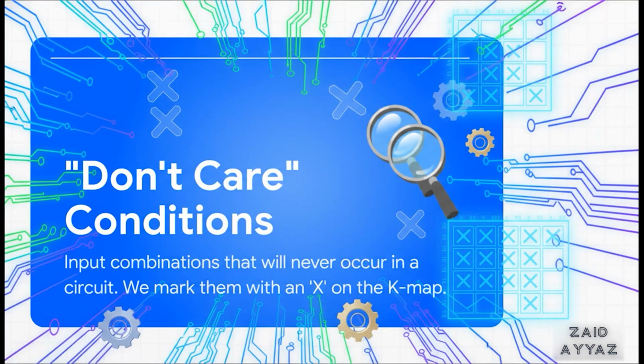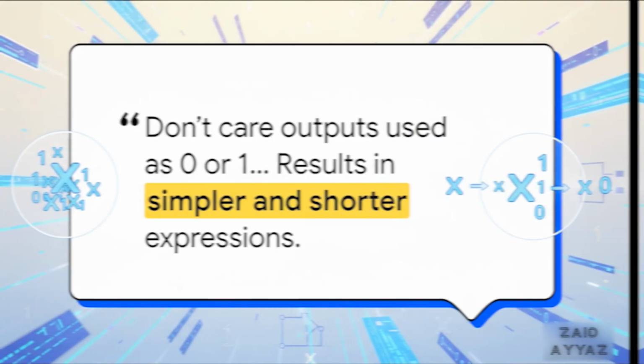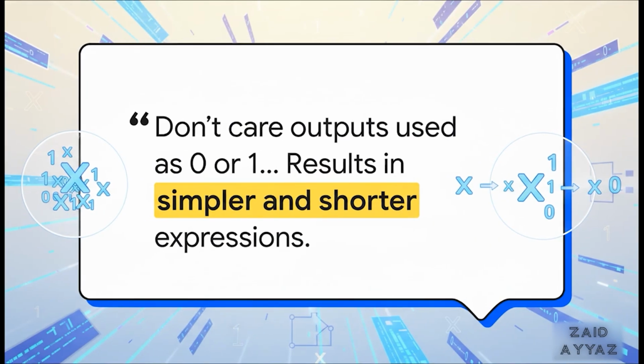But hang on, what about input combinations that are just impossible? Or maybe they're just irrelevant to what the circuit does. We call those don't care conditions. And on our K-map, we mark them with a big X. The X is like a wild card. It has this magic flexibility. You can choose to treat an X as a 1 if it helps you make a bigger group, or you can just treat it as a 0 and ignore it completely. This gives us a massive strategic advantage for making our logic as simple as possible.